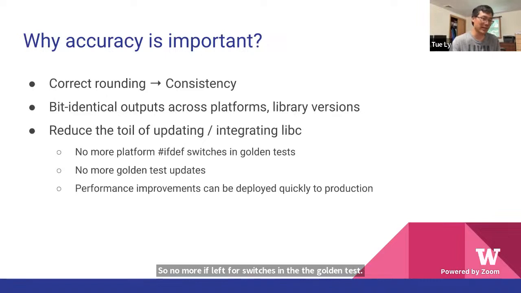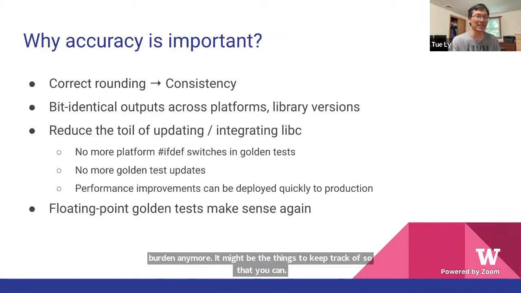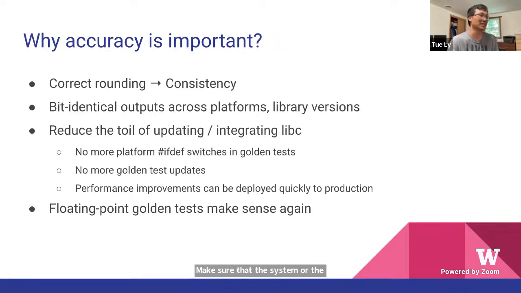And any new performance improvement, as long as we can guarantee the accuracy, we can immediately roll out without anyone noticing, except maybe on the performance side. Moreover, the golden test is not going to be a burden anymore. It might be something to keep track of, so that you can make sure that the system or the algorithm is correct, similar to integer golden tests.